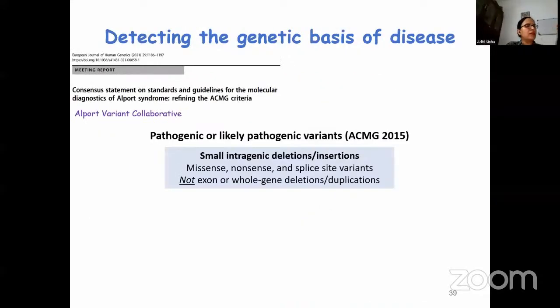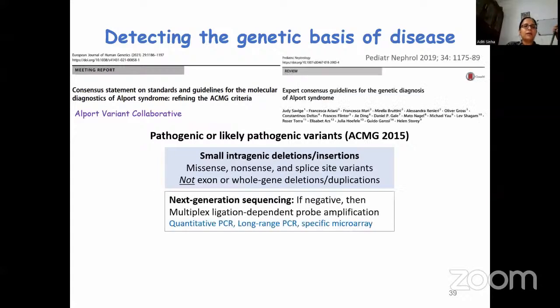The genetic basis of disease can be picked up by classifying them by ACMG criteria. Most commonly, you would see small changes, not very large changes, but deletions and insertions are a described mechanism of disease, especially in COL4A5 changes. And therefore, if you don't find a problem on next-gen sequencing, it is recommended that an MLPA or a long-range PCR or quantitative PCR be performed to examine for such deletions or insertions.